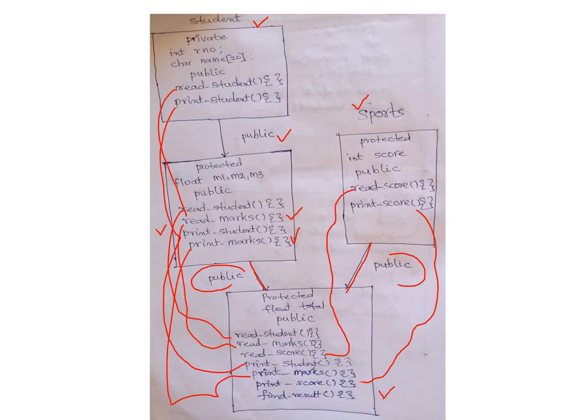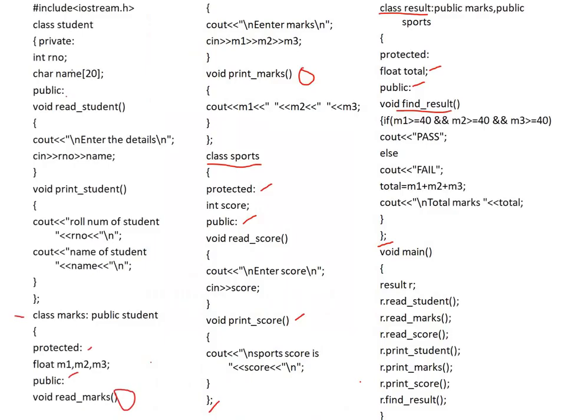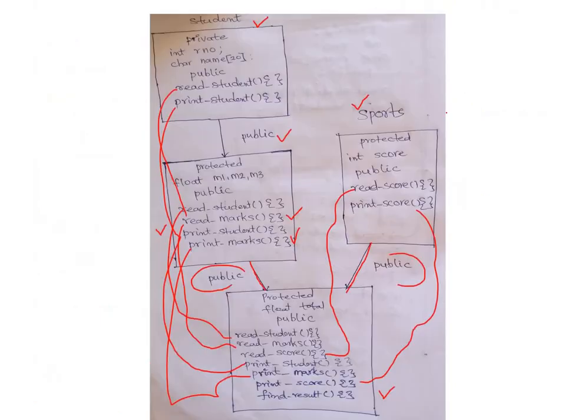Now under the result class we have already defined one member function under the public section, that is find_result. So here, totally how many member functions do we have under the public section of the result class?